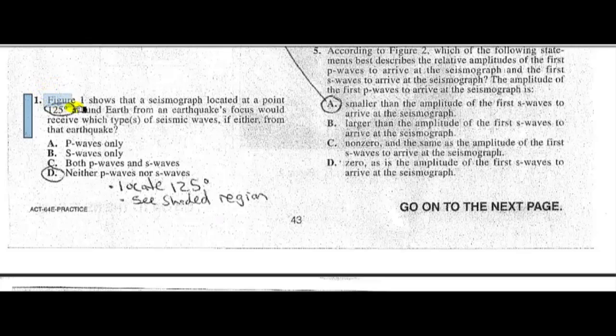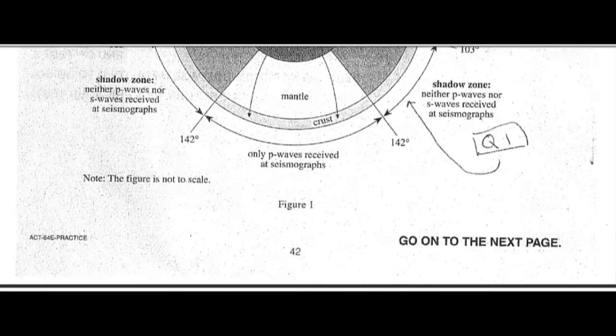We need to go up into Figure 1 and find 125 degrees. Then we need to look and find which type of waves are in that area. So simply go up. You see what I did? I reworded it into something that makes more sense. Simply go back up and take a look at Figure 1.